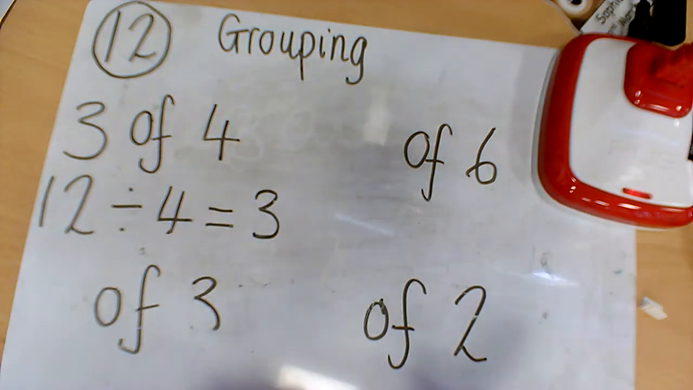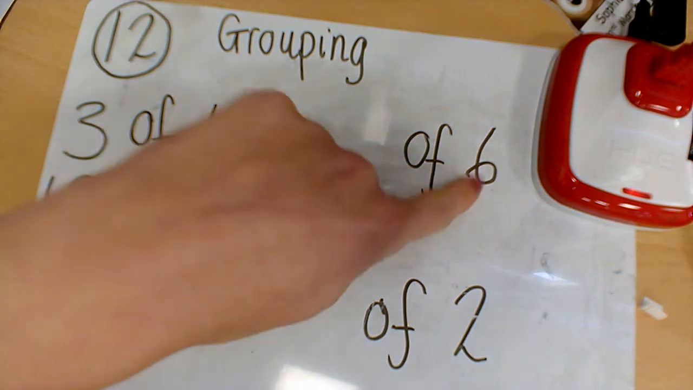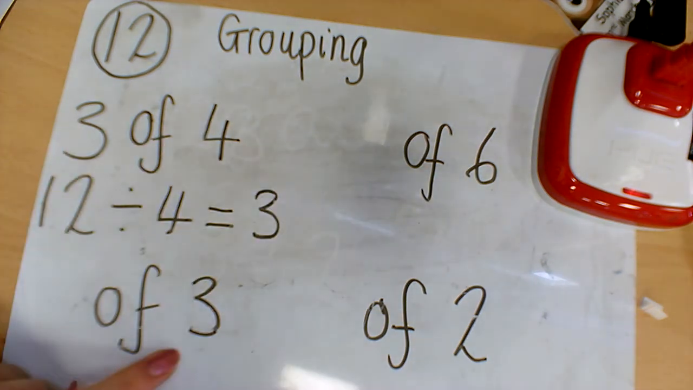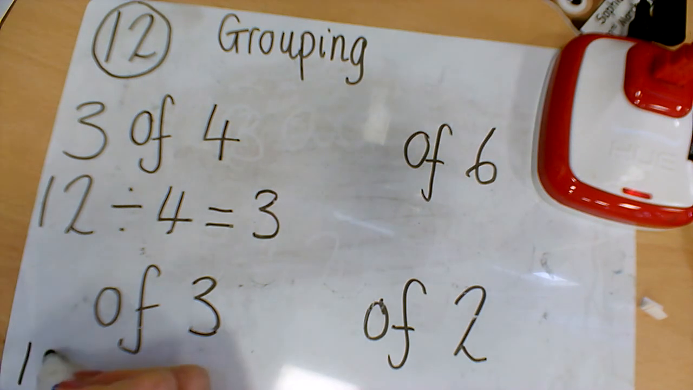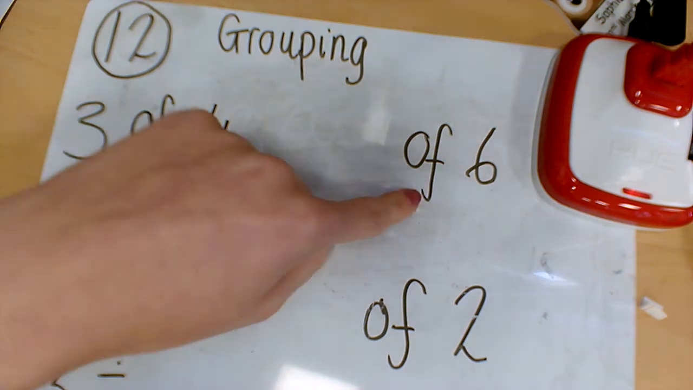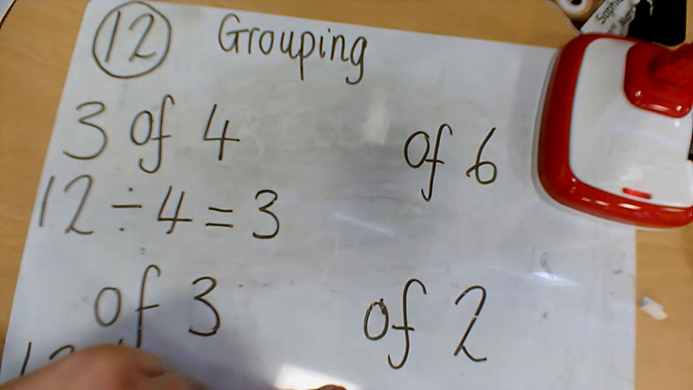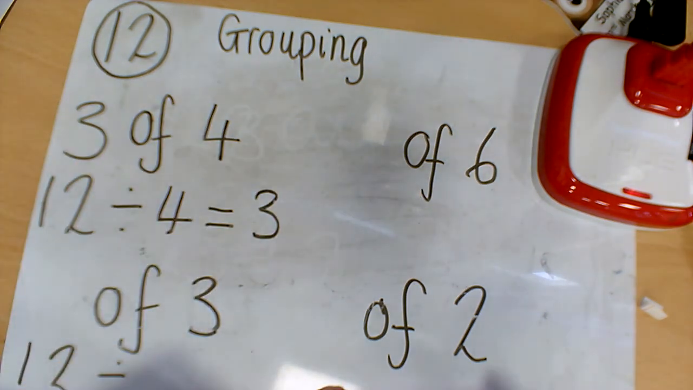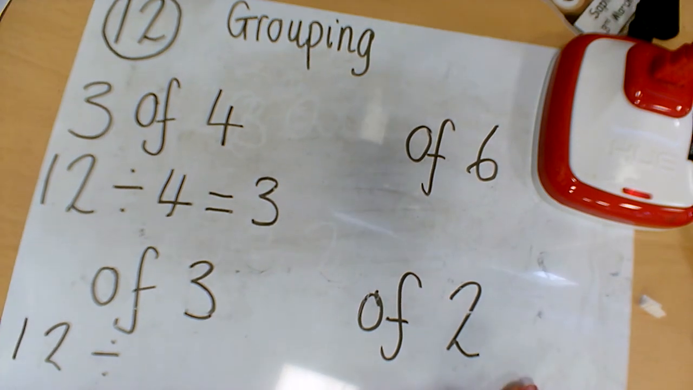What I'd like you to do now is pause the video and see if you can complete that for my other 3 numbers. So split 12 into groups of 3 and then write the number sentence starting with 12 divided by, then split into groups of 6 and then groups of 2. So by the end you will have 4 number sentences. So pause now and give it a go.